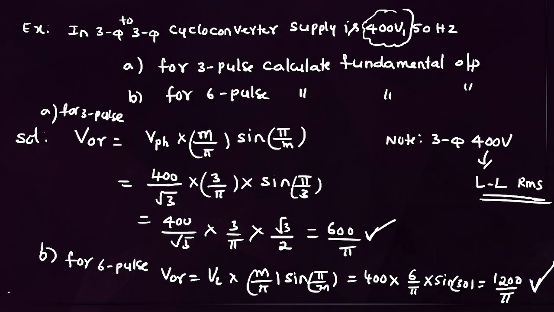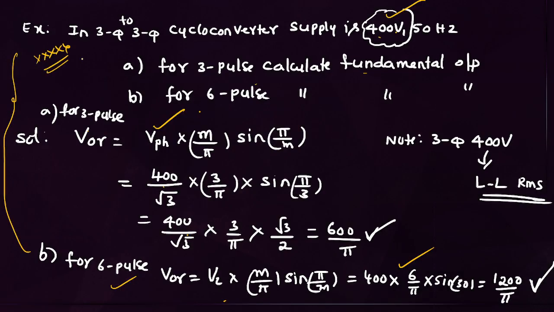In a 3 phase to 3 phase cycloconverter, supply is 400 volts 50 Hz. For 3 pulse, calculate the fundamental output. For 6 pulse, calculate the fundamental RMS output. For 3 pulse, we have to use the phase value. In 3 phase, whatever the voltage given, that is the line value. But you have to substitute the phase value, 400 by root 3. For 6 pulse, directly substitute the line value. Line value is how much? 400. That you have to consider. This model of question you have to practice, friends. These two models are important from your exam point of view also.